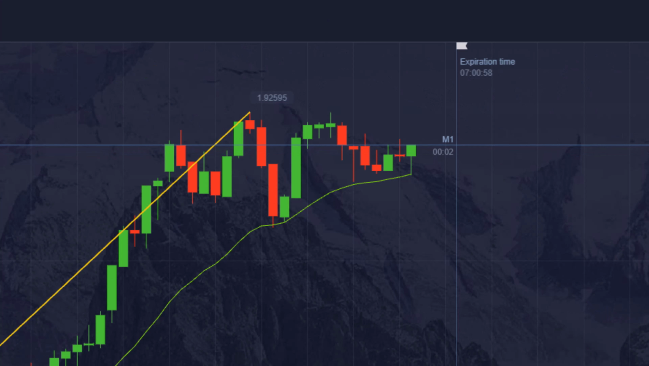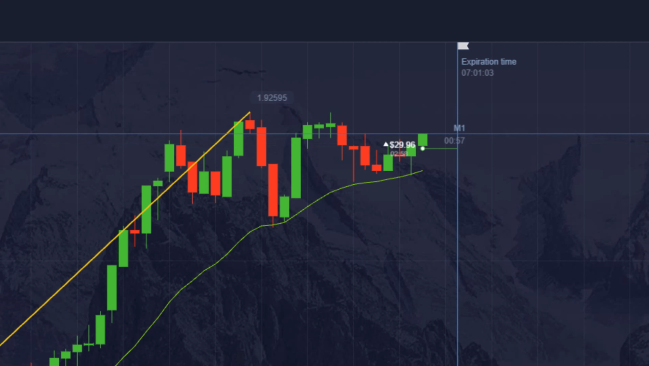All right, here we're getting the second entry long. Ooh, nice signal candle right off the EMA. I'm in 3 minutes. Let's see what happens.